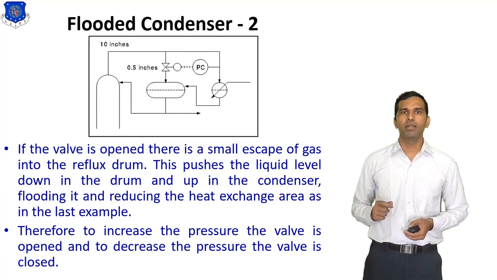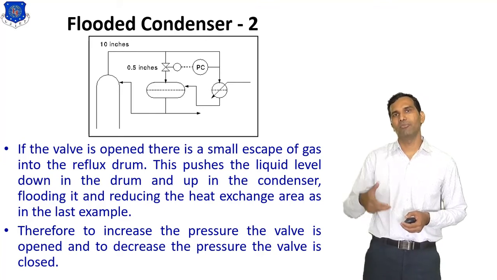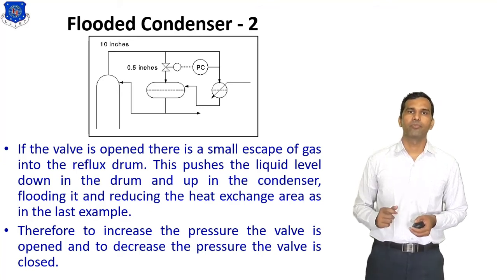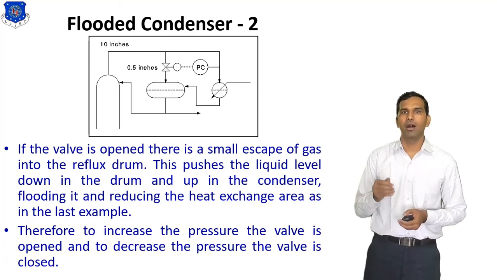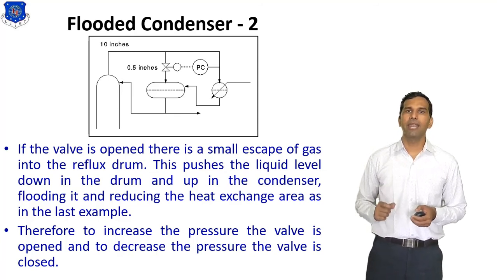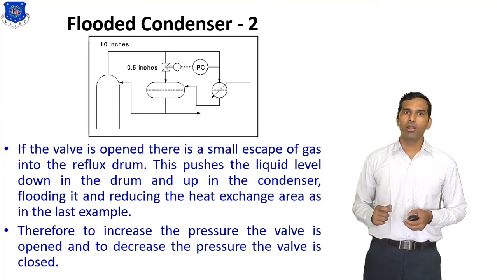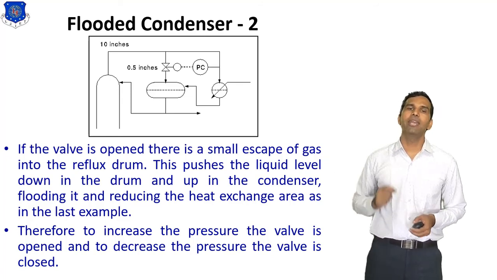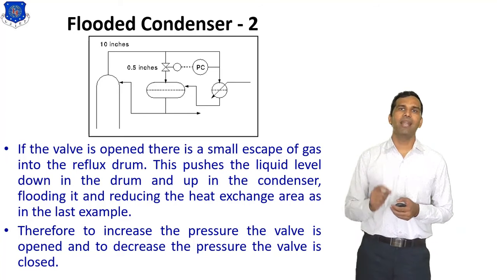If the valve is open, there is a small escape of gas. That means if the valve is open, then gas escapes into the reflux drum. This pushes the liquid level down in the drum and up in the condenser, flooding it and reducing the heat exchange area, as in the last lecture. Therefore, to increase the pressure, the valve is closed, and to decrease the pressure, the valve is open. So here the simple idea is used.